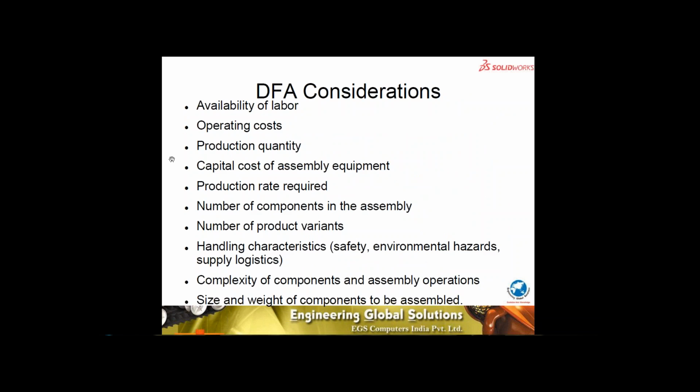The DFA considerations, you could use this as a checklist: availability of labor, operating costs, production quantity, the capital cost of assembly equipment, the production rate required, the number of components in the assembly, the number of product variants, handling characteristics in terms of safety, environmental hazards and supply logistics, complexity of components in assembly operations, size and weight of the components to be assembled. Now, if you look at it, the number of product variants is in our hand.